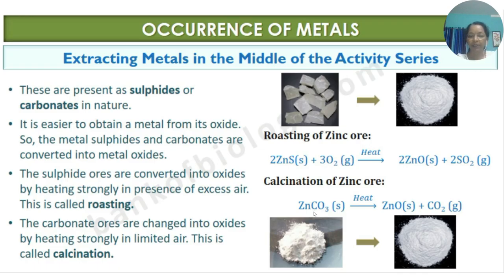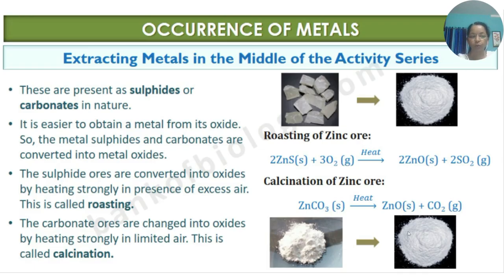But if it is carbonate, we will do the process called calcination. What is that? Heating in the absence of oxygen. So both result in the formation of zinc oxide. This is roasting, this is calcination. Sulfide ore is roasted, whereas carbonate ore is calcined. Both give you zinc oxide.